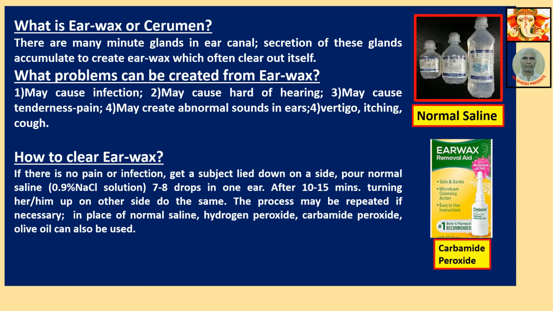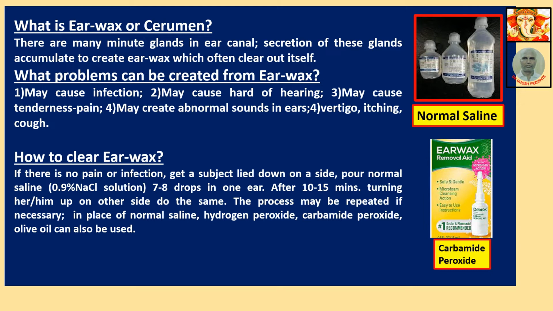What is earache or cerumen? This is a very important thing. Day-to-day affairs, in every home it is required. There are many minute glands in the ear canal. Secretion of these glands accumulates to create earwax, which often clears out by itself. What problems can be created by earwax? It may cause infection, hardness of hearing, tenderness, pain, abnormal sounds in the ear, vertigo, itching and cough.